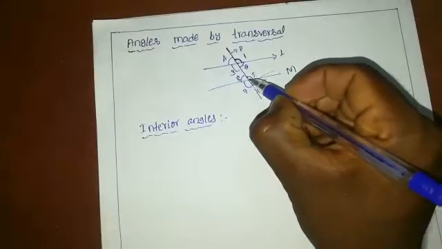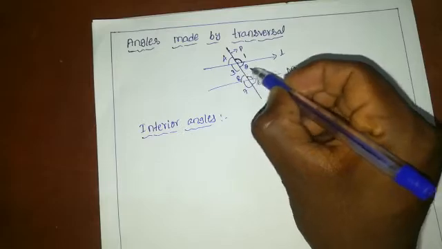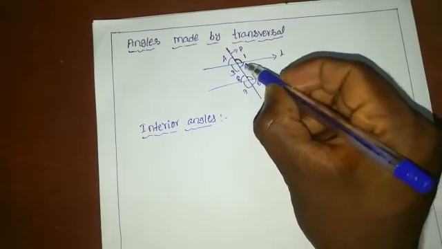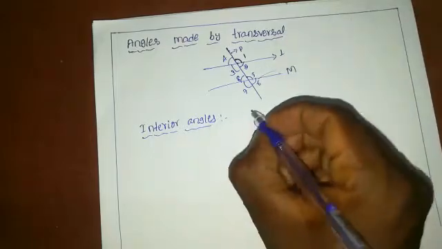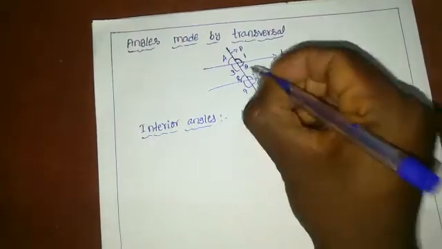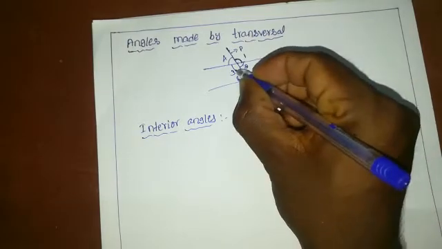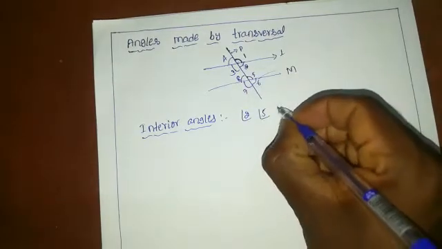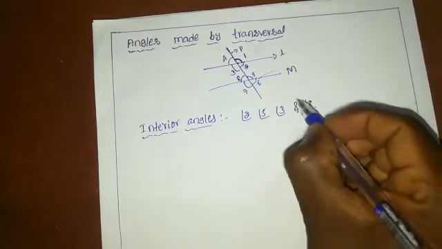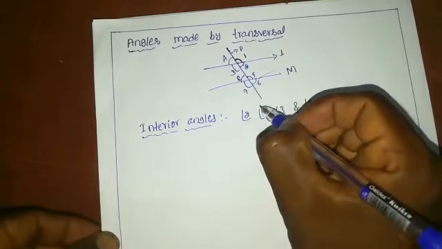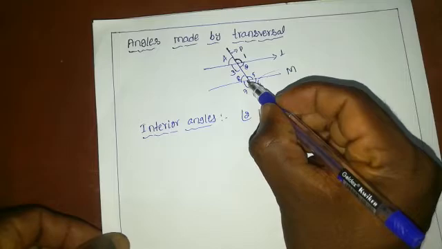Angle 2, angle 5, and angle 8. These four angles are interior angles because these angles are present inside the diagram. Which are the interior angles? Angle 2, angle 5, angle 3 and angle 8. These four angles we call interior angles because they are present inside the diagram.